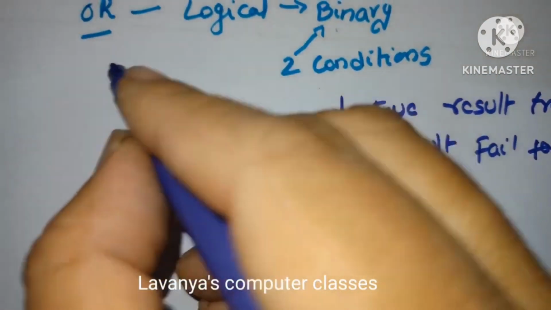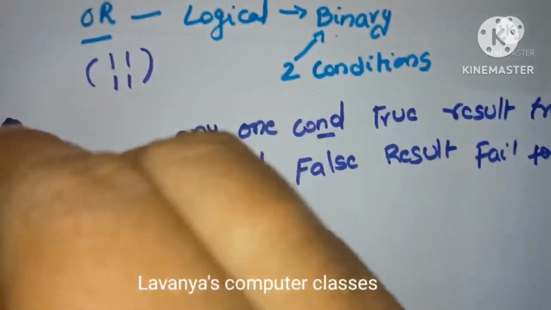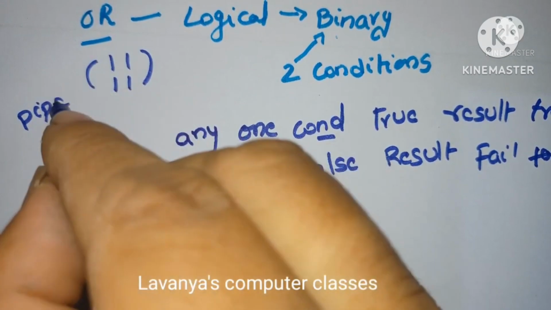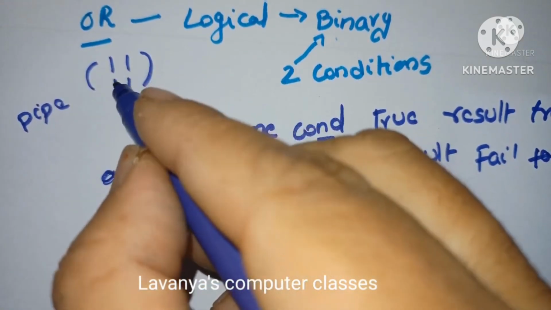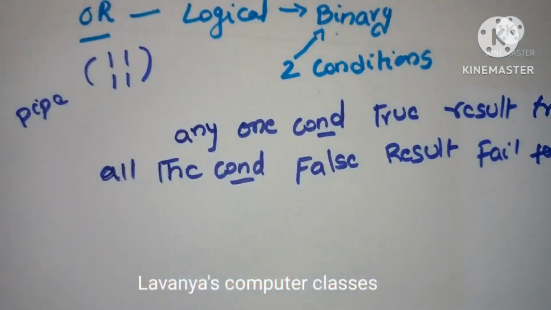For the OR operator, we use a symbol called the double pipe. This symbol is called the pipe operator, and we need it two times. That's why it is called a double pipe. Double pipe is used for representing an OR operator.